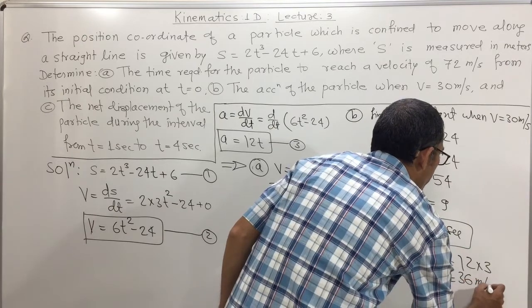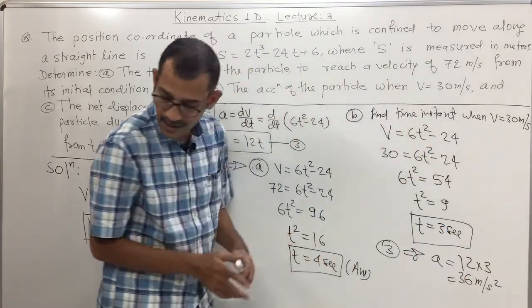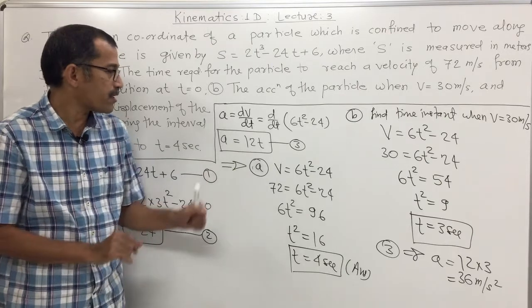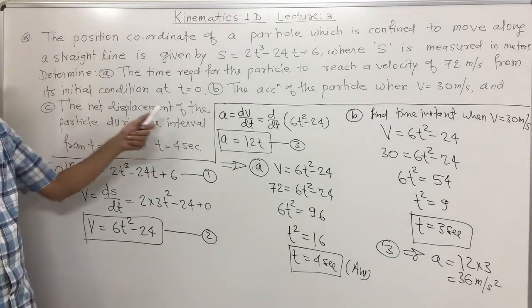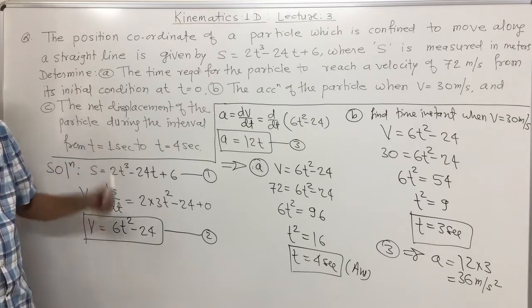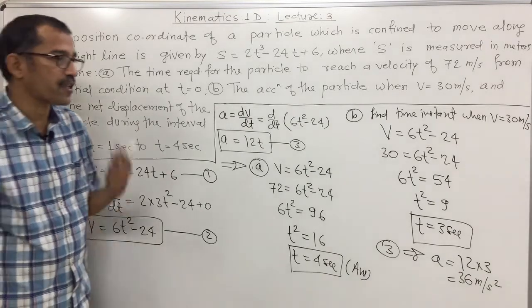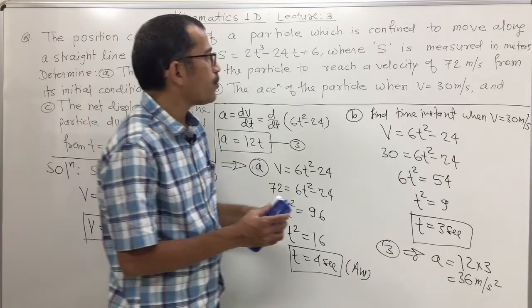36 meter per second square. Clear? Second part. Now third part of problem. The net displacement of the particle during the time interval from 1 to 4 seconds. For 1 to 4 seconds, what we'll do? We'll find out what is the position.